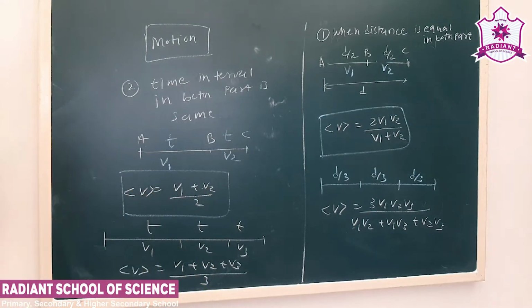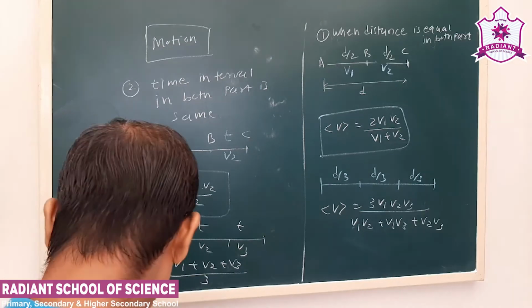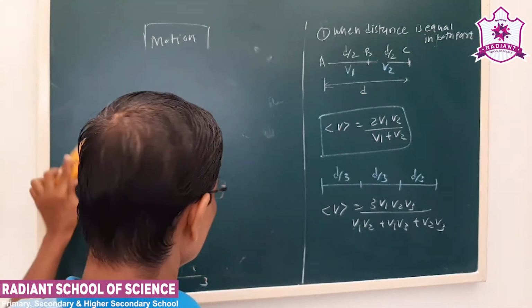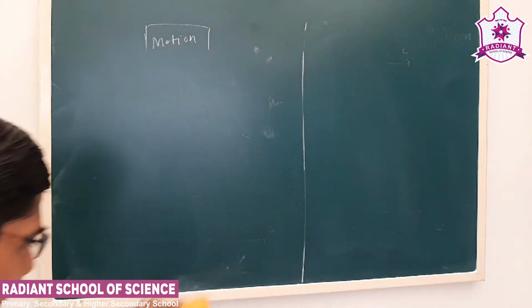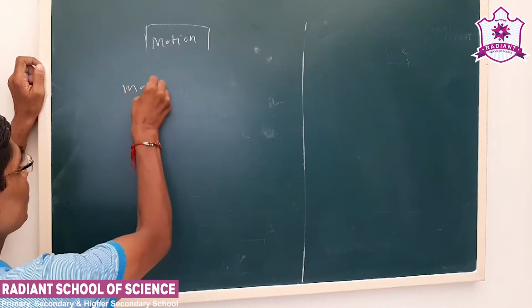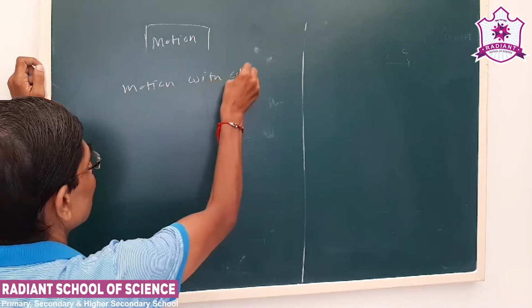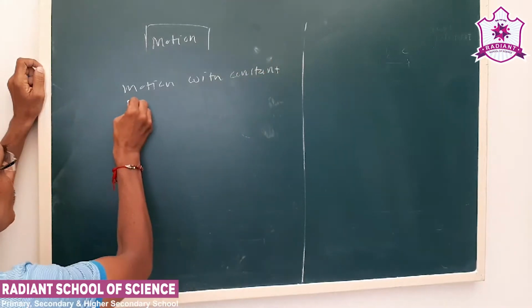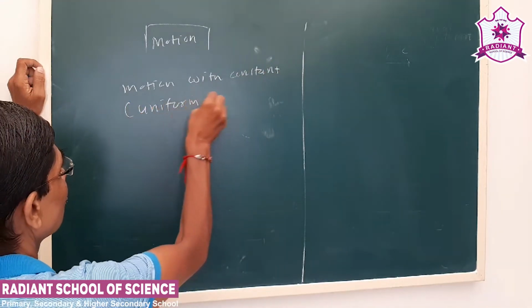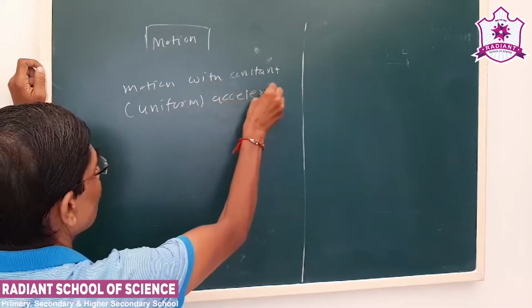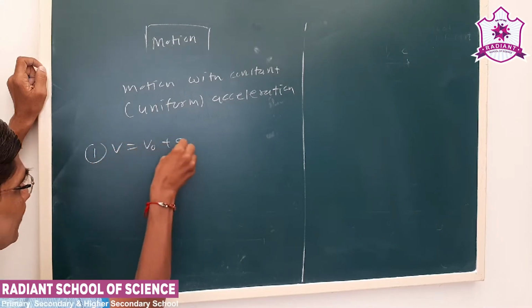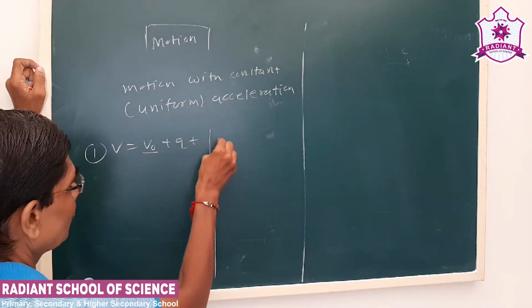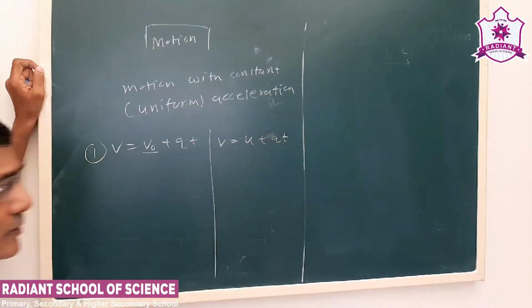Now, next we talked about motion with constant acceleration or uniform acceleration. That is very important. See, the equations of motion with constant acceleration. Now see, we derived v is equal to v0 plus at. Sometimes the initial velocity they call u, then v is equal to u plus at.